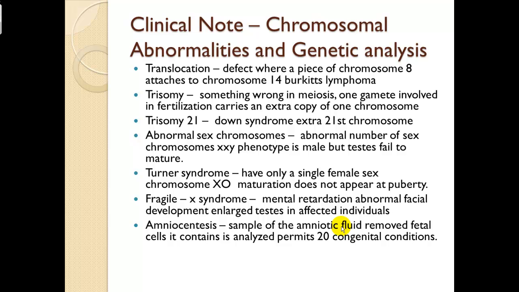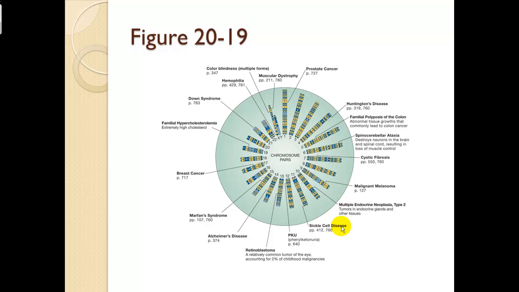And then a term called amniocentesis, which is a sampling of the amniotic fluid. Fetal cells it contains are removed and analyzed, and it permits screening for 20 congenital conditions. Now these are the pages in your book if you want to take a look at them. This is figure 20.19 in your book, and these are congenital malformations, and all of these can be tracked through amniocentesis.